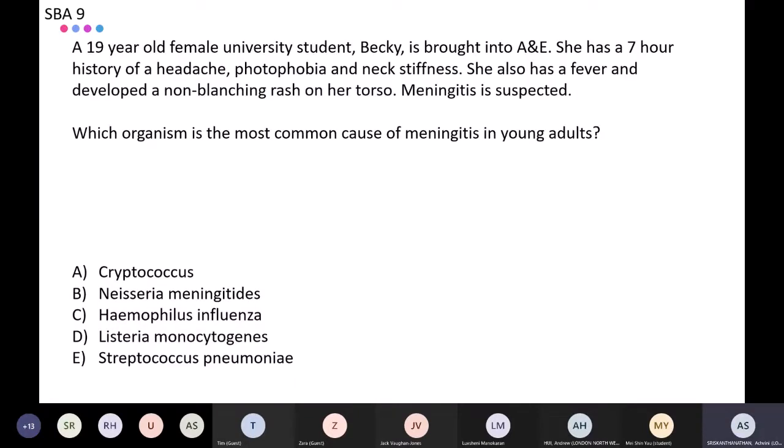So your next SBA. So just opening up the polls. So you've got 19-year-old female university student Becky, who is brought into A&E. She has a 7-hour history of a headache, photophobia, and neck stiffness. She also had a fever and developed a non-blanching rash on her torso. Meningitis is suspected. Which organism is the most common cause of meningitis in young adults? So I'll give you about 30 seconds for this.